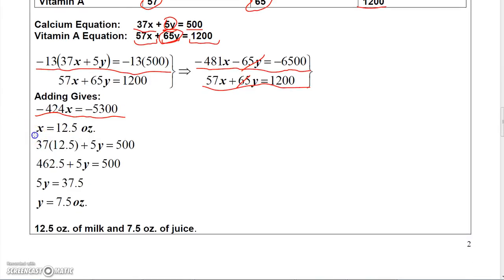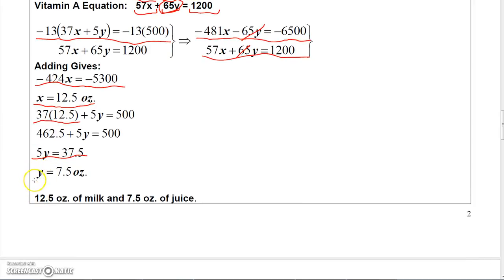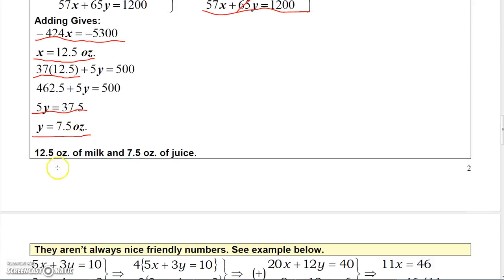And then when I divided both sides by negative 424, I got x equals 12.5. So 12.5 ounces of milk. And then to get the juice, I went to the first equation, 37x plus 5y, and I plugged in x equals 12.5 there, and then I just solved this equation for y. So I got 462.5 plus 5y equals 500. I subtracted 462.5, and I got 37.5, and then divided by 5, and I got 7.5 ounces. So basically 12.5 ounces of milk and 7.5 ounces of juice will satisfy the problem.